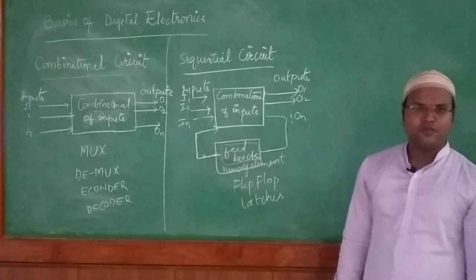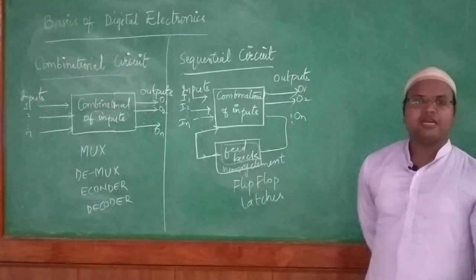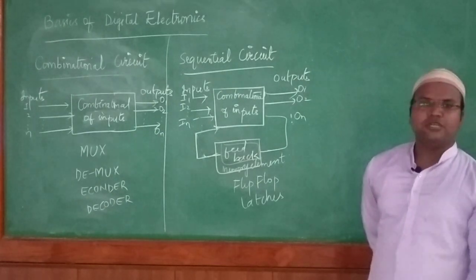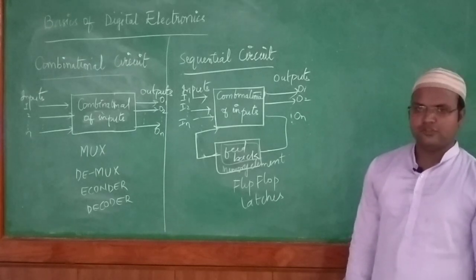Similarly, in unit 5, we are going to design the finite state machine. The finite state machine consists of the Moore machine and the Mealy machine. So this is the complete picture of digital electronics.